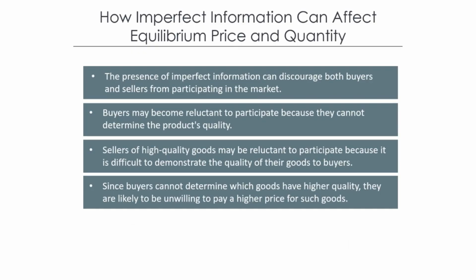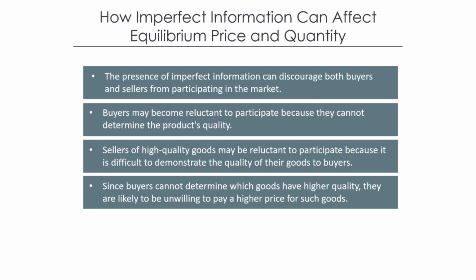So, how can imperfect information affect equilibrium price and quantity? The presence of imperfect information can discourage both buyers and sellers from participating in the market. Buyers may become reluctant to participate because they cannot determine the product's quality. Sellers of high quality goods might be reluctant to participate because it's difficult to demonstrate the quality of their goods to buyers. Since buyers cannot determine which goods have higher quality, they are likely to be unwilling to pay a higher price for such goods.